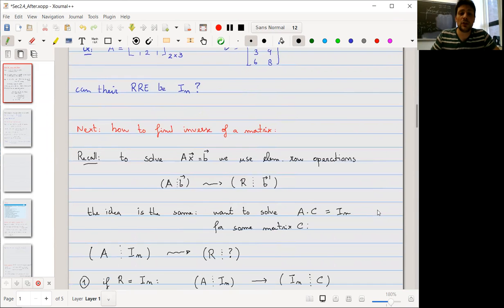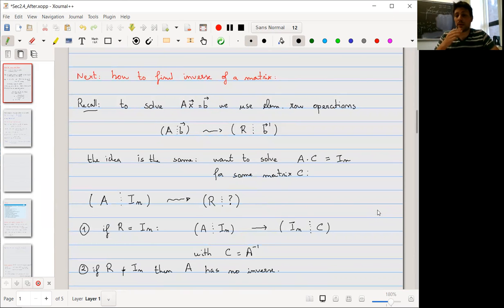The next thing we're going to focus on is how to compute the inverse of a matrix. So now we have a good way to detect whether a matrix is invertible. When its reduced row echelon form is the identity, we'll know it's invertible. The next question is, how do we find the inverse?